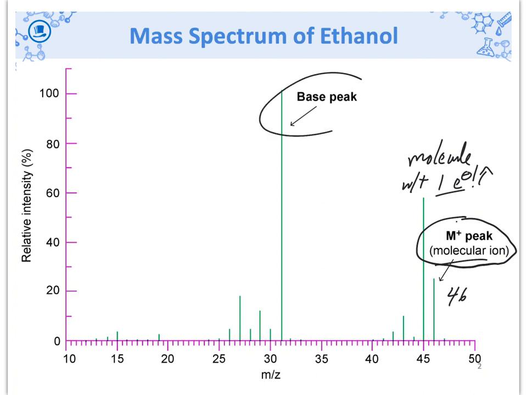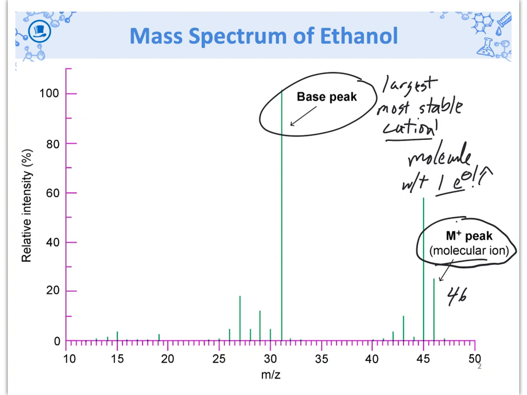The base peak is the largest peak in the mass spec, and it represents the most stable cation. What happens is the molecule goes in, the electron beam knocks out one electron, and that gets us the M plus peak. The molecule has lost one electron. And then that molecule starts breaking up even more to make more stable cations.